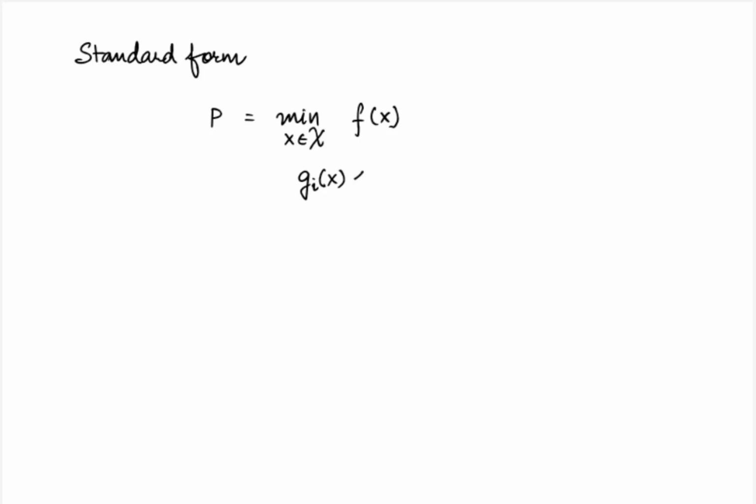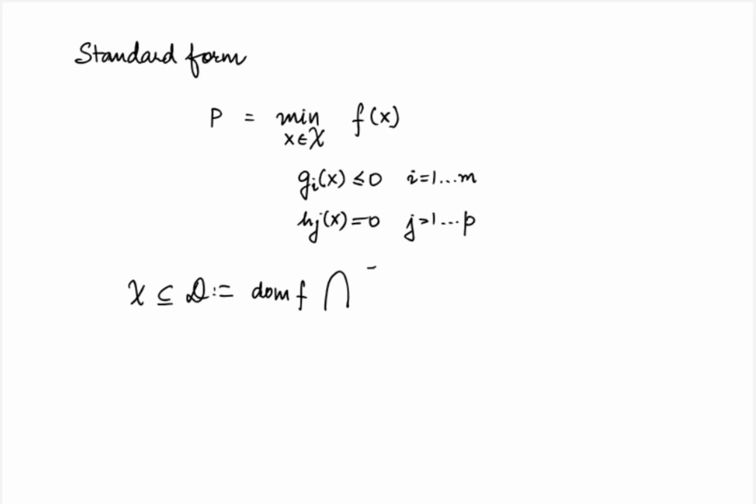To streamline the notation, we define the so-called standard form of an optimization problem. It is written as p star equal to minimize over x in calligraphic X, f of x, subject to inequality constraints of the form g_i of x less than or equal to 0 for i equal to 1 to m, and equality constraints of the form h_j of x equal to 0 for j equal to 1 to p. In this problem, the set calligraphic X is a subset of the domain of the problem, which is the intersection of domains of f, domains of g_i's, and domains of h_j's.